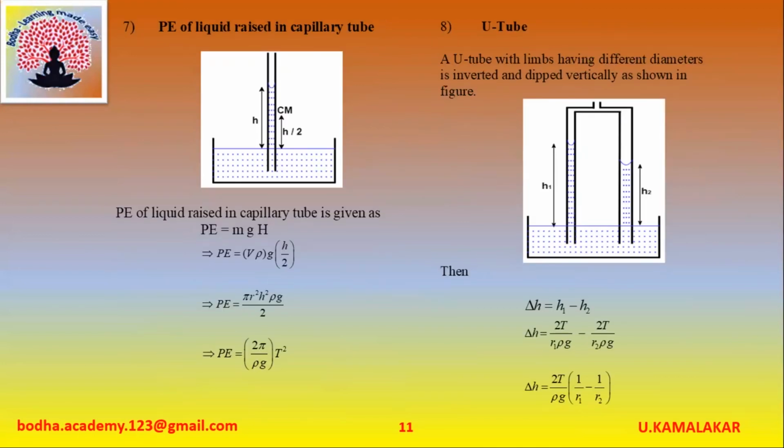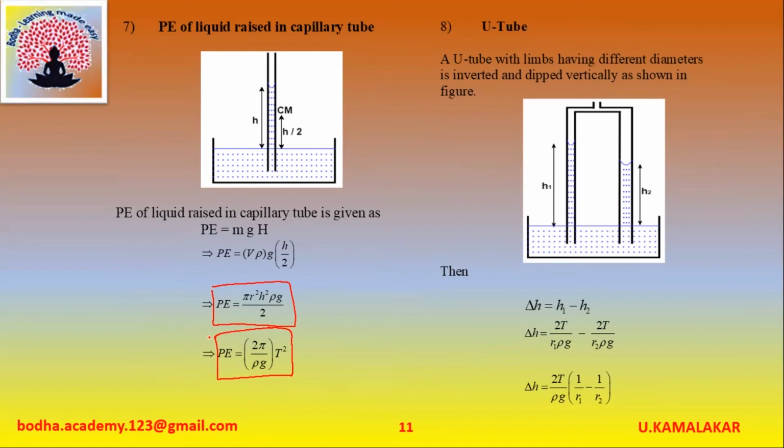Next topic. Potential energy of liquid raised in capillary tube is given as PE = π r² h² ρ g / 2. This equation can also be expressed as PE = (2π / ρ g) × T².